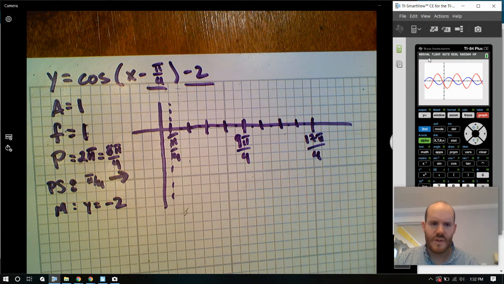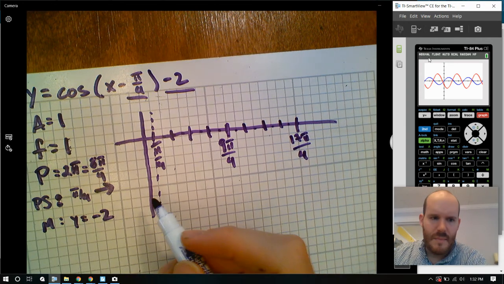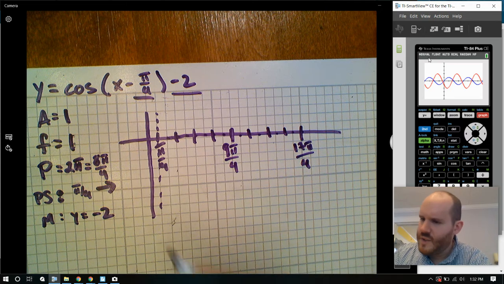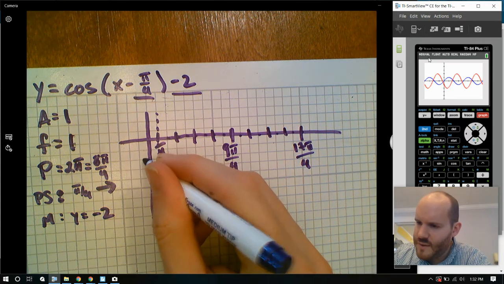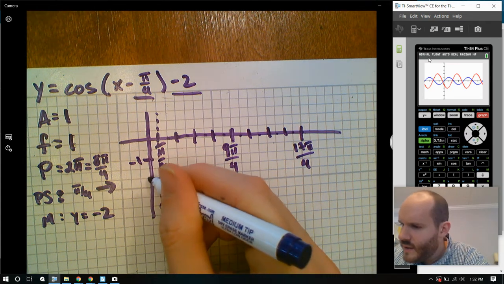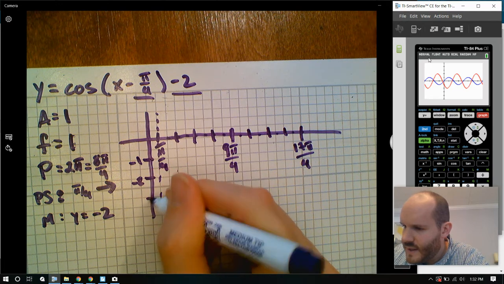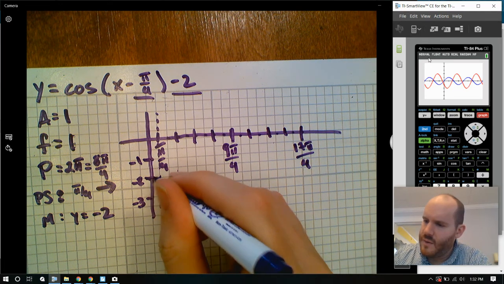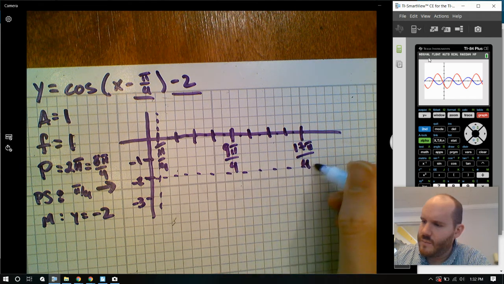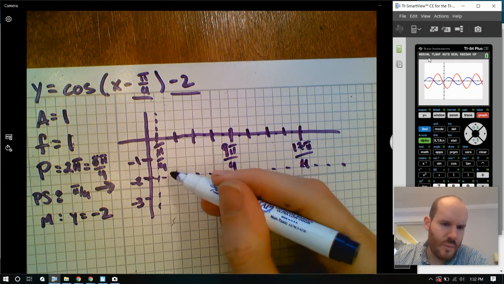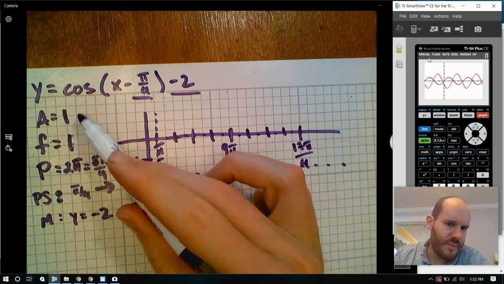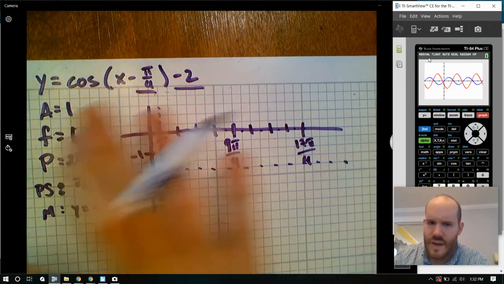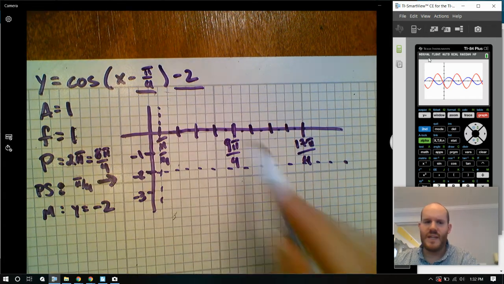Next, I have to do the vertical axis. Now, since the amplitude is 1 and the midline is -2, I am actually going to skip every other. So I'm going to say that's -1, say that's -2, say that's -3. And that should be enough, because if the middle of my graph has to be here at -2, I'm only going to deviate 1 above and 1 below because of that amplitude of 1. So I have this all scaled out now. I have my key points labeled.